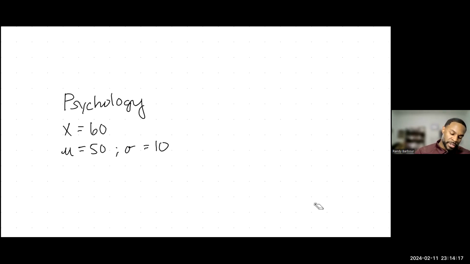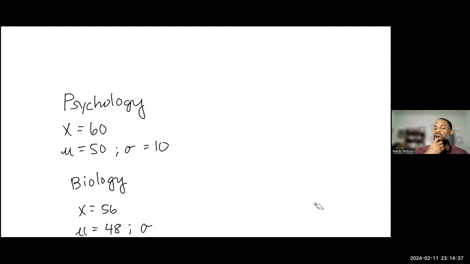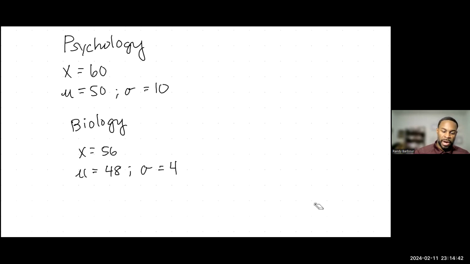For biology, he scored a 56. And that exam had an average of 48 and a standard deviation of 4. All right, given both of these, given both of what we see here, I'm going to go ahead and write out to the side.